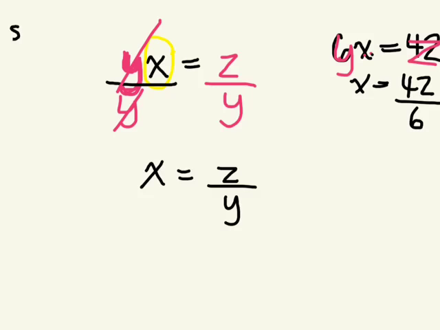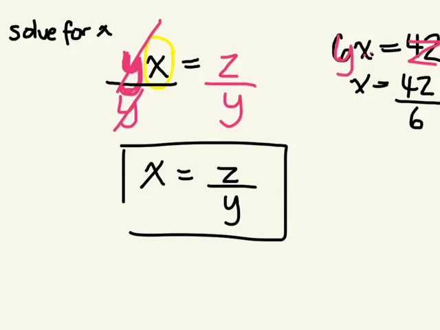And I forgot to mention, this question said solve for x. So I've solved for x. I don't know what y is, I don't know what z is, I don't know what x is, but x is equal to z divided by y. That's how I would isolate x. Okay, does that make sense?